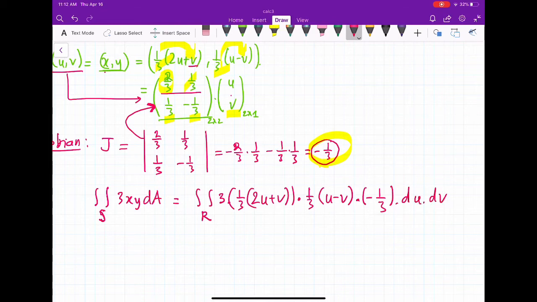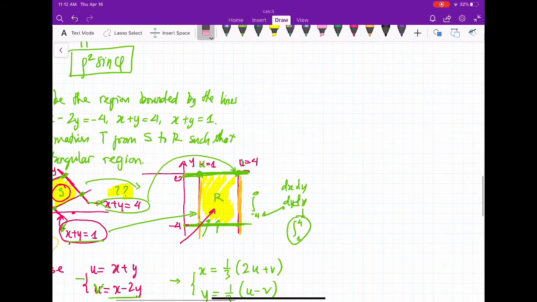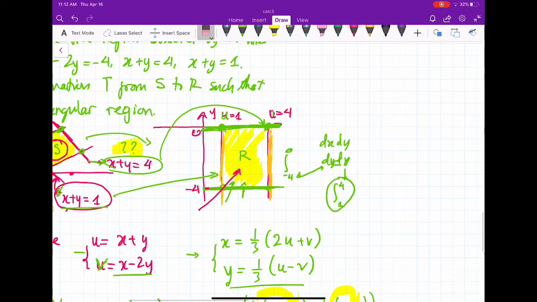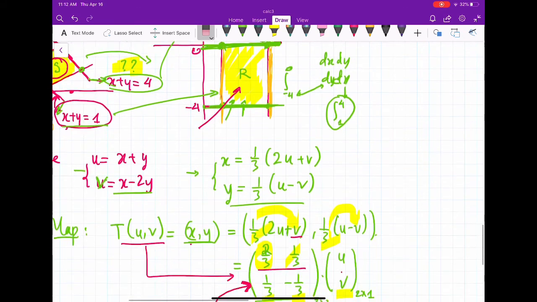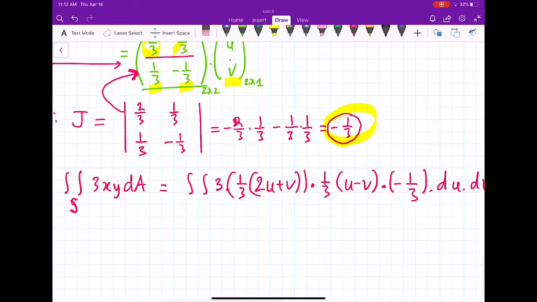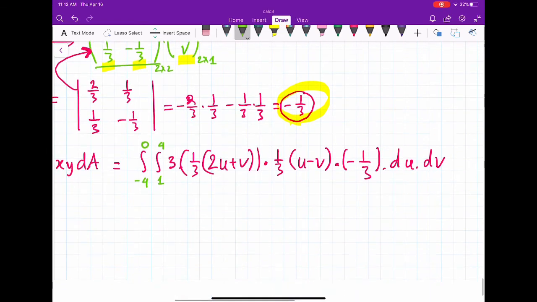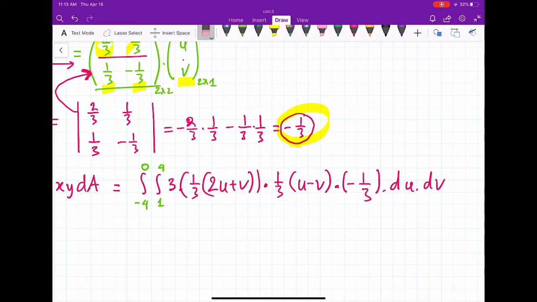Okay, and du dv. Of course, I need to work with the integration limits in here, but that is pretty easy. We already saw that in the region R, u goes from 1 to 4, and v goes from -4 to 0. Makes sense? So I have the following one. This is u from 1 to 4, and v from -4 to 0. All right, and now we just evaluate this integral. So let's simplify a little bit. Here I have -1/3 times 1/3. This will be cancelled out, so basically I will have -1/9.